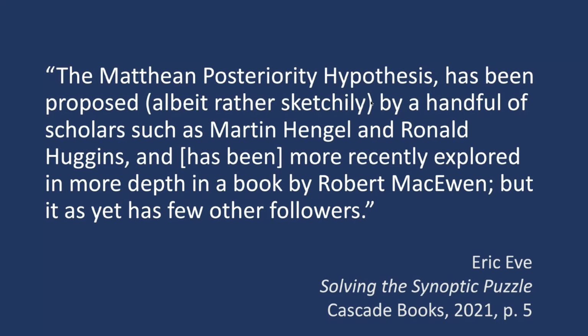But it as yet has few other followers. Now, I think I slightly contest the few other followers thing. But again, I think what's interesting here is Eric Eve, he doesn't give a reason. He doesn't say the Matthean Posteriority Hypothesis doesn't work because of something, he just says it doesn't have many followers, which is not a great reason for rejecting such a simple hypothesis, which fits in with what it looks like ancient authors were doing.